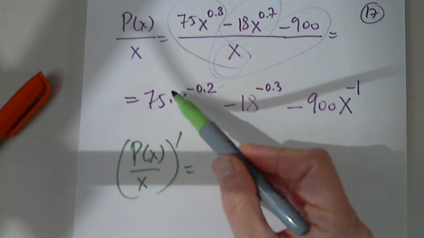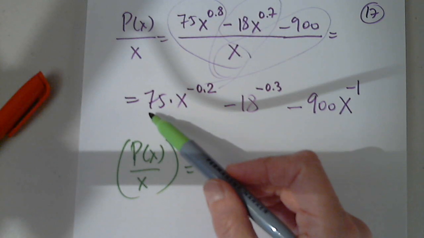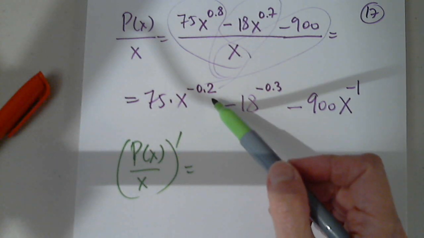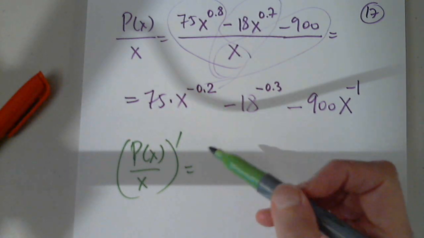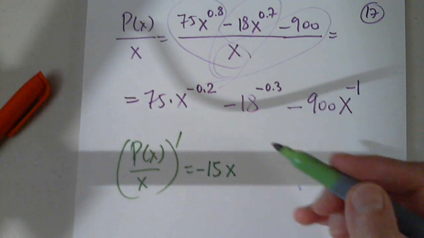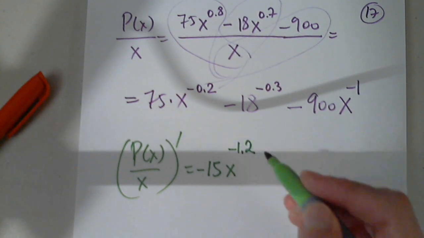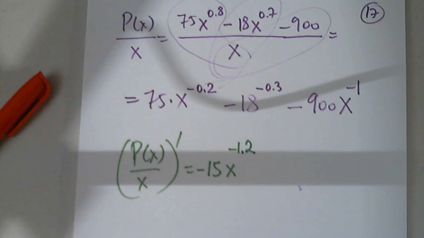I bring negative 0.2 in front. So 75 times 0.2 is 15. So I'm going to have negative 15x to negative 0.2 minus 1, negative 1.2. Is this step understood? Is this okay?